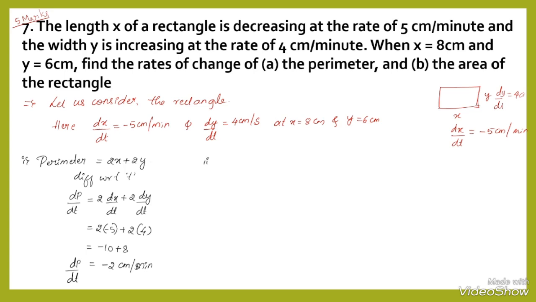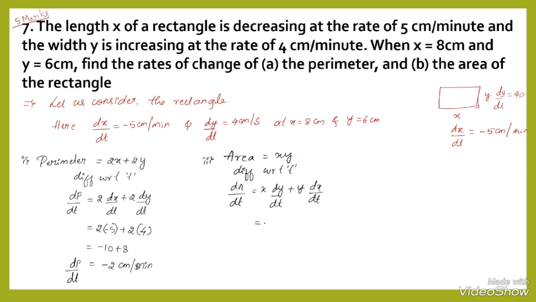Similarly, the second one, the area of the rectangle. Here, area of the rectangle is length into breadth. So we can differentiate with respect to time, dA by dt. Here x and y are two variables. I can take them separately. First function I am taking constant and differentiating the second function, dy by dt, plus taking the second function constant and differentiating the first function.